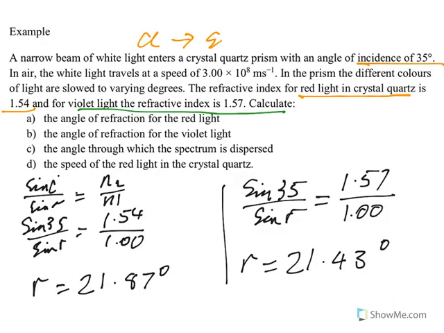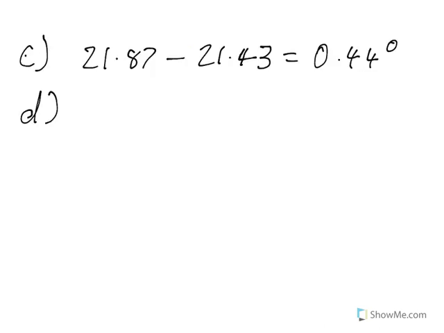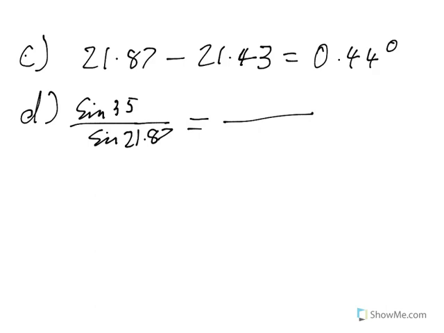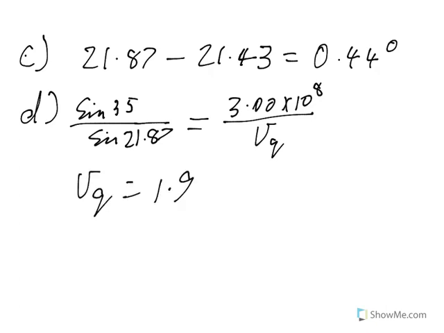All right, part D asks us about the speed of the red light. So I'm going to use sin 35 over sin 21.87, because that was the angle of refraction for the red, equals the speed of light in air over the speed of light in the quartz. And when we rearrange that, you find that the speed of light in the quartz is 1.9 by 10 to the 8 metres per second.